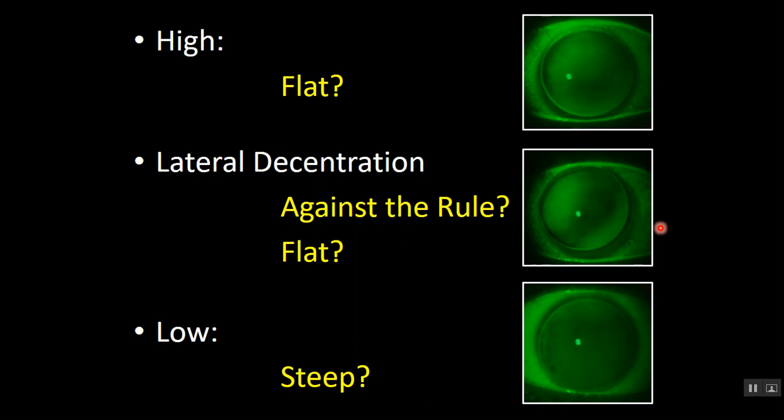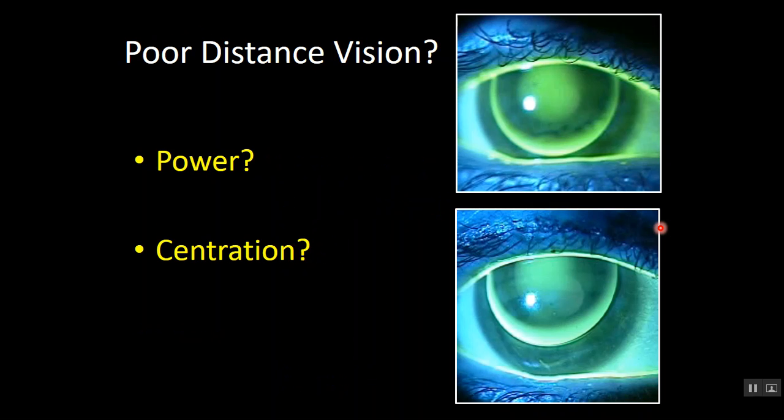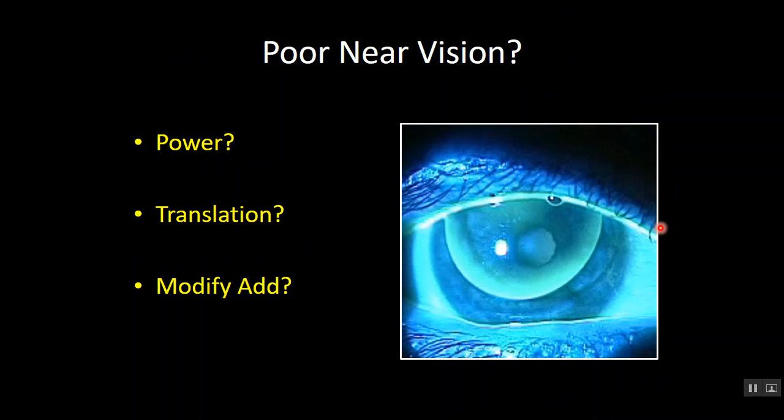If there's lateral decentration, we're going to check whether we have an against the rule cornea or whether we have a flat fit. If the distance vision is poor, then obviously we're going to check the power. Have we under minus the patient? If the lens appears to be the right power, could it be due to centration? Is the lens riding too high, resulting in the patient picking up too much plus? So one might manually center the lens to see if better distance vision is possible.